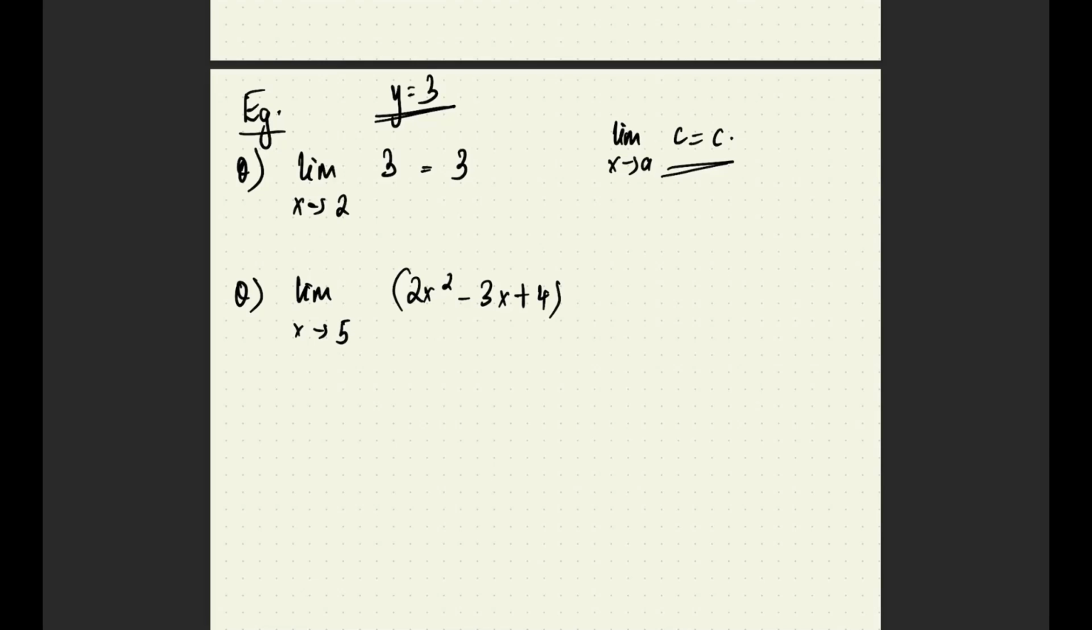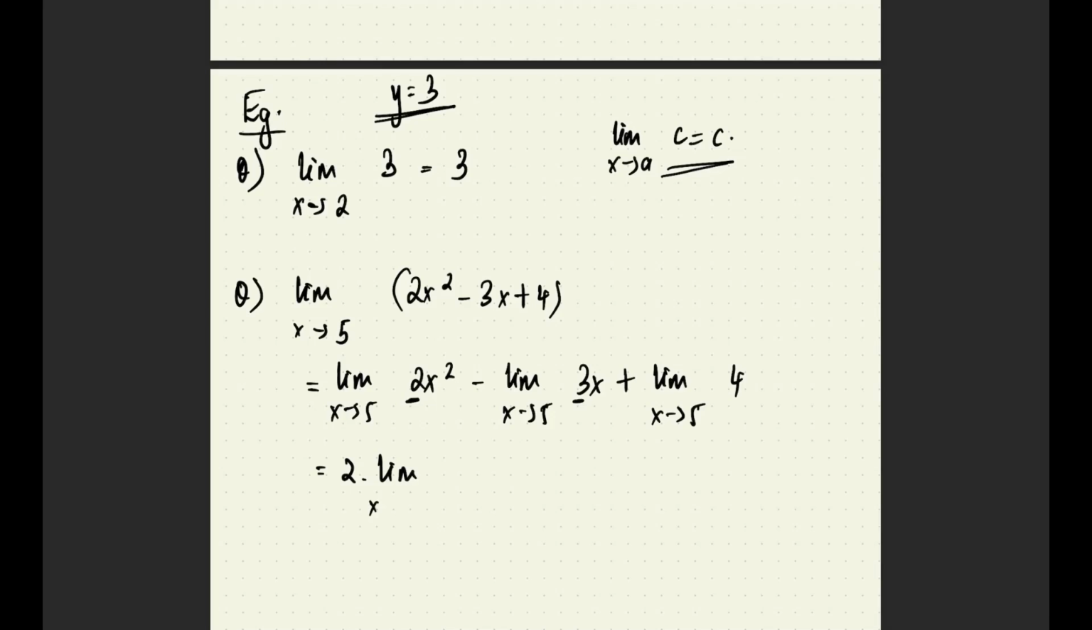So the limit as x approaches 5 of 2x squared minus 3x plus 4. So first we are going to use the sum and the difference law to break it down. So this is the limit as x approaches 5 of 2x squared minus, so we're using difference law, the limit as x approaches 5 of 3x plus, the sum law, the limit as x approaches 5 of 4. So over here, we're going to use the constant multiple law. So we're just going to put 2 outside, multiplied by the limit as x approaches 5 of x squared, minus, we're going to put 3 outside, multiplied by the limit as x approaches 5 of x.